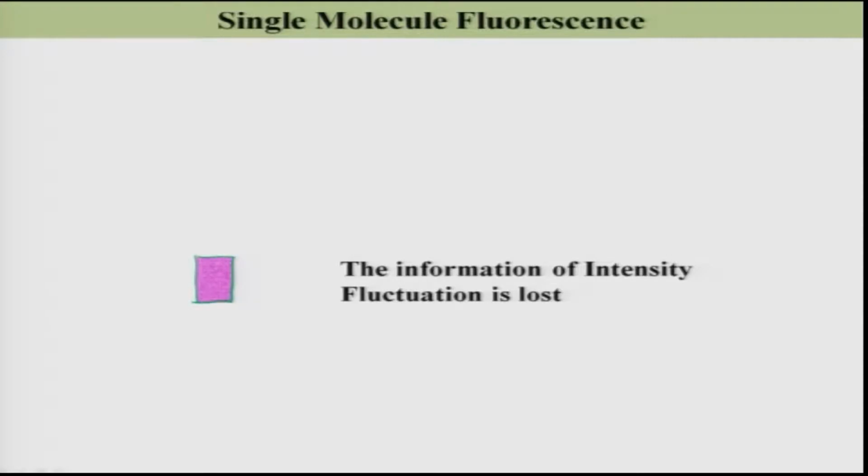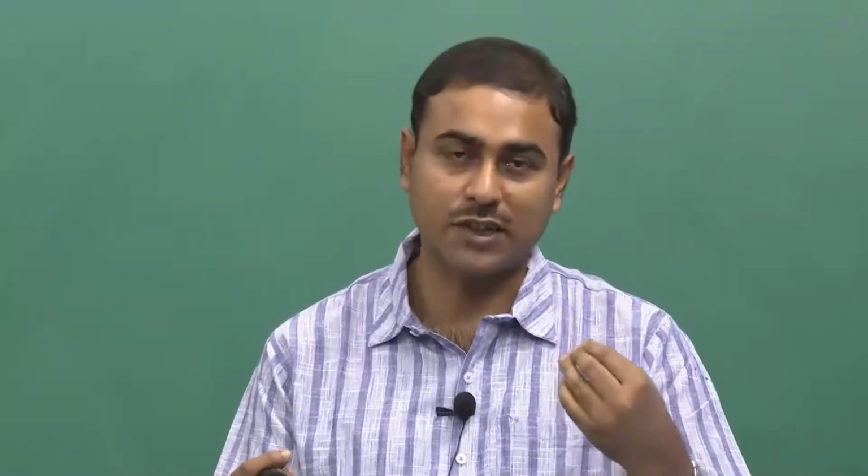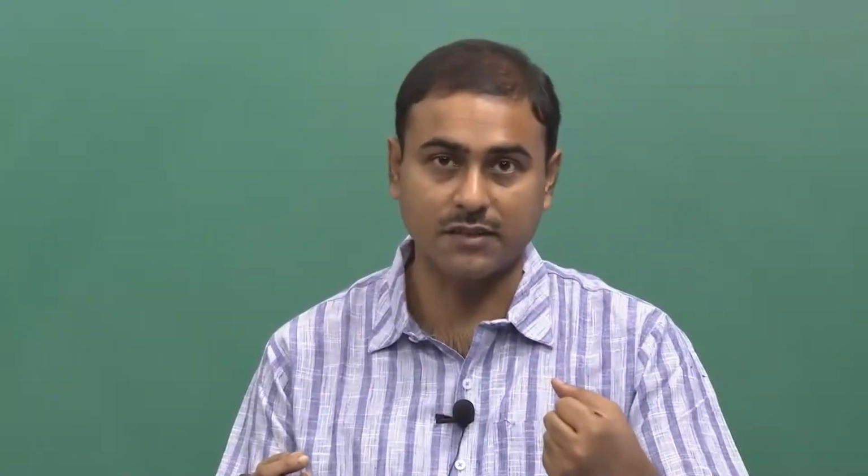That means the information of intensity fluctuation is now lost. For me all these colors are equal; from here to here it looks like a single color. I cannot distinguish this. So what is the solution? I cannot see these molecules in an ensemble average picture. If I see all these biomolecules together, I will lose important information, that is, the fluctuation of the fluorescence intensity with time.